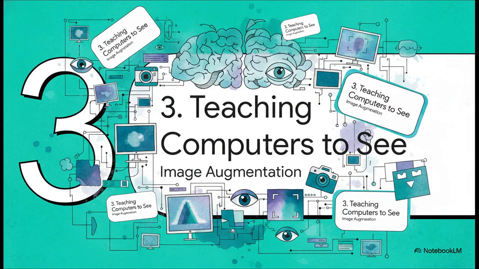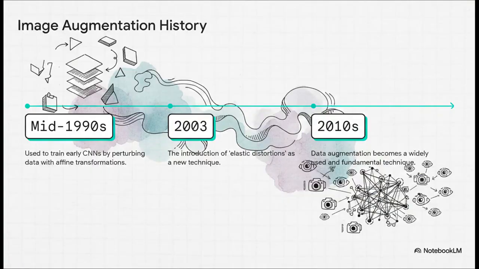Okay, so we've seen how this works for balancing out numbers in a dataset. But let's get visual. We're going to talk about the place you see data augmentation the most, computer vision. This is the whole shebang of teaching computers how to see and understand the world like we do. And this isn't some brand new idea. People were doing basic versions of this way back in the mid-90s to train the very first convolutional neural networks.